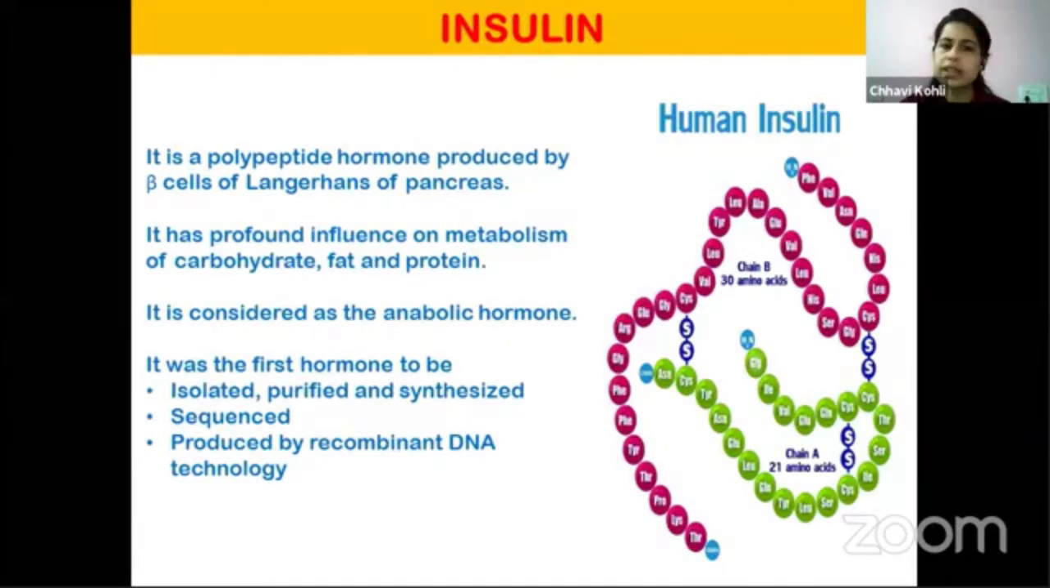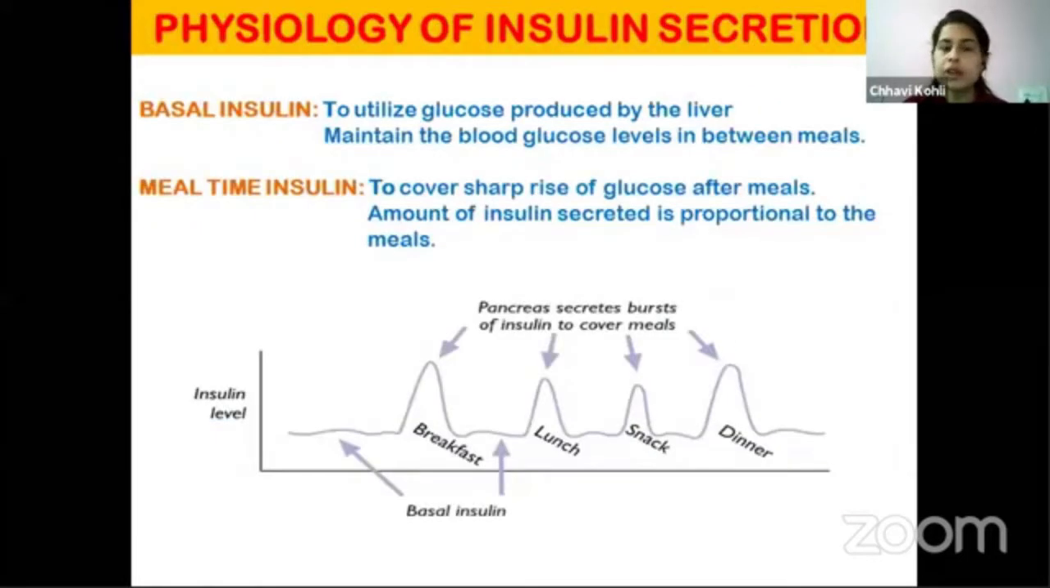Insulin is a polypeptide hormone which is secreted by beta cells of the pancreas. It is anabolic in nature and it has a profound influence on the metabolism of carbohydrates, proteins and fats. When we talk about the release of insulin from the pancreatic cells, it happens in two forms. One is the basal secretion and the other is the mealtime increment.